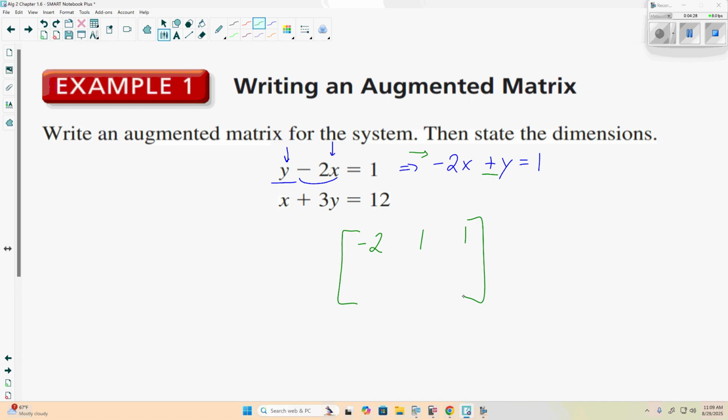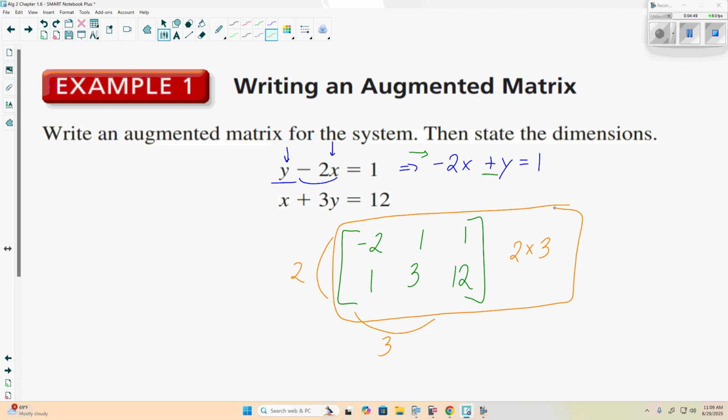So what would our next row be? There's the augmented matrix. So it's a 2 by 3 because we have 2 rows and 3 columns. And we write that as 2 by 3. There's the full answer. That's it. That's all we have to do. Questions on this here?